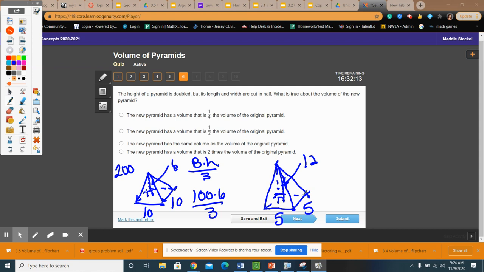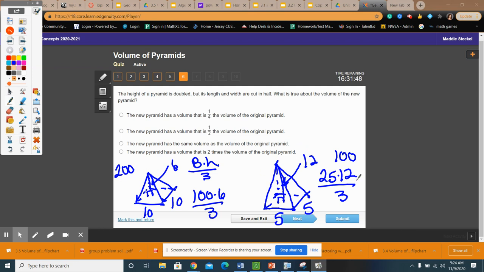So let's see what this gives me. Big B will be 5 times 5, which is 25, times the height, which is 12, divide by 3. 25 times 12, divide by 3, and that gives me 100. So does the new pyramid have a volume 1/4 of the original? 200 times 1/4 is dividing by 4.